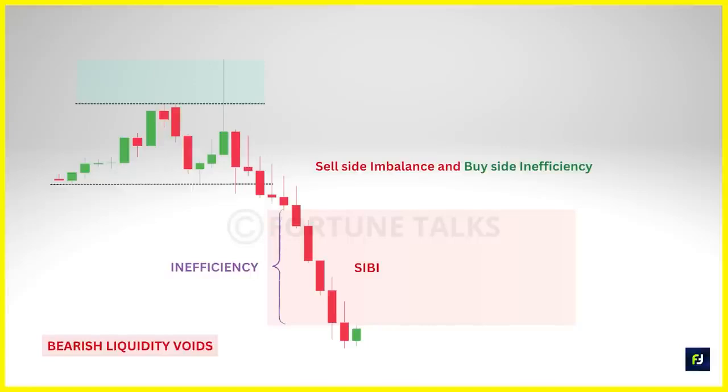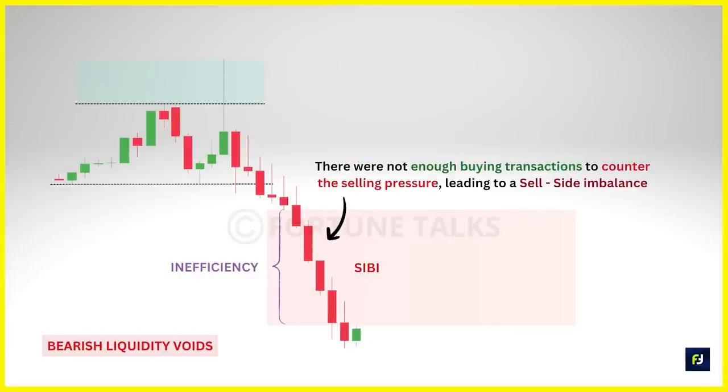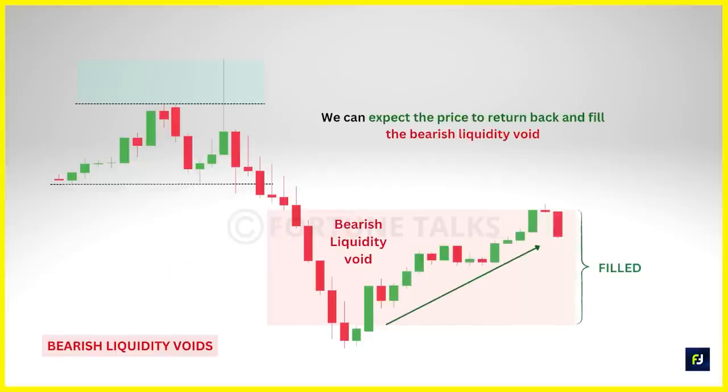I know I have asked you to relate SIBI and BC to fair value gaps, but the definition of SIBI and BC holds true for liquidity voids also. This means there were not enough buying transactions to counter the selling pressure, leading to a sell-side imbalance, and the lack in buying pressure remains as an inefficiency that needs to be filled. So we can expect the price to return back and fill this bearish liquidity void that was created.